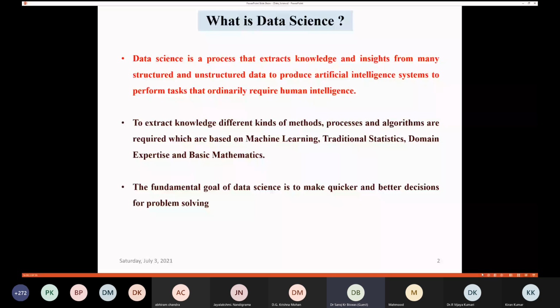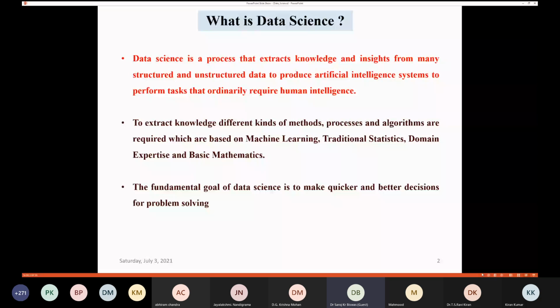Now the question comes: we need to extract the knowledge from there, and the knowledge can be used to solve problems. To extract this knowledge, we need to use certain methods, processes, and algorithms. We need to know those processes and algorithms; only then can we extract the knowledge. Now, if we want to know these methods, processes, and algorithms, which subjects do we need to know? We need to know machine learning, traditional statistics, domain expertise, and basic mathematics.